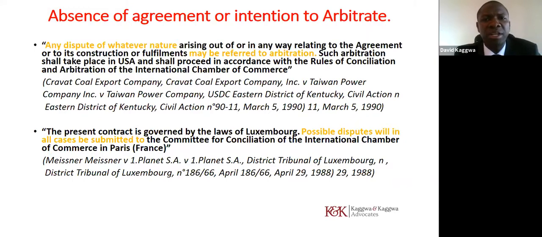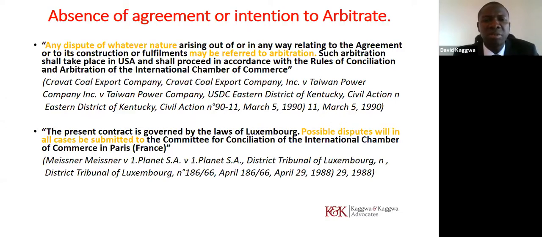Any dispute of whatever nature arising out of or in any way related to the arbitration or its construction or fulfillments may be referred to arbitration. Now, the drafters used the words may be referred. So someone can actually take advantage of this to say that the parties did not agree 100% that arbitration would be the final dispute resolution mechanism, because of the use of may be instead of shall be. So this would be pathological in a sense that the parties did not agree that arbitration will be the final dispute resolution mechanism.